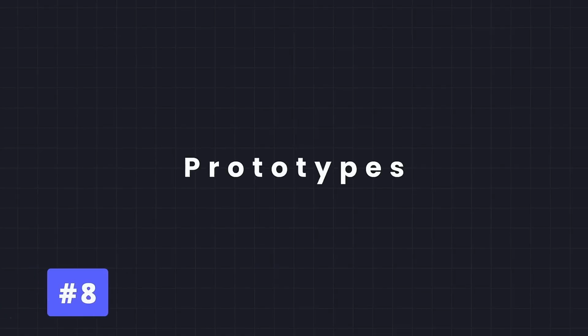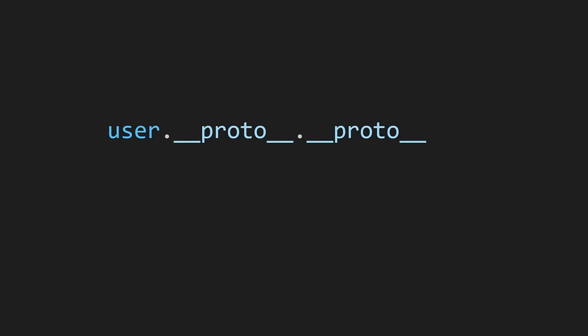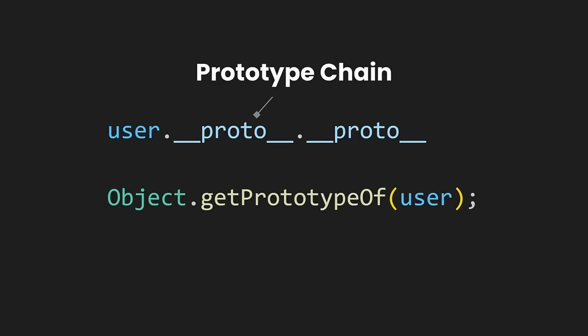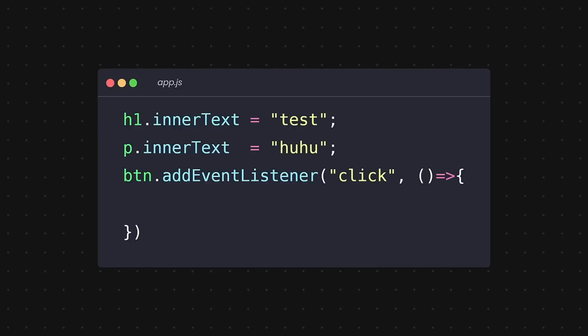Now let's talk about prototype inheritance. Objects can also inherit behavior through the prototype chain. Every object in JavaScript has a prototype. If a property isn't found on the object, JavaScript looks for it in its prototype. You can see this concept a lot.